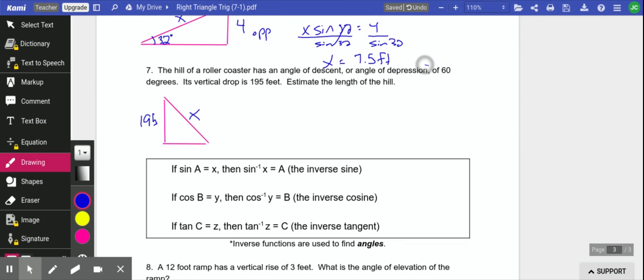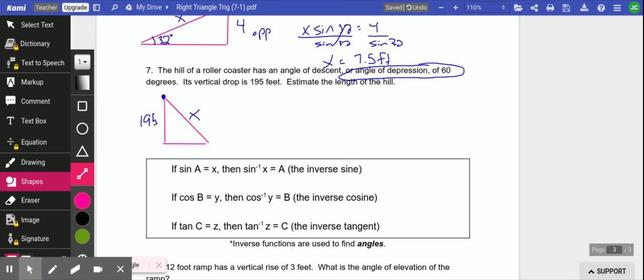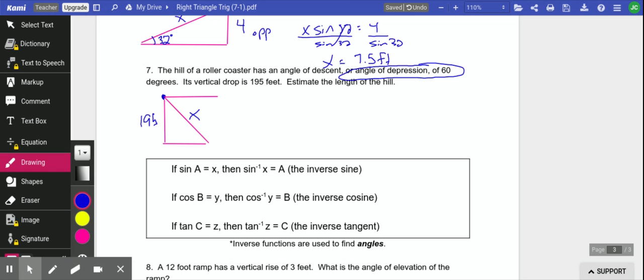Now, angle of descent, angle of depression. If you're sitting up here at the top of the roller coaster, angle of depression is always measured from the horizon. So if you're here in the roller coaster car looking out, the angle of depression is this angle going down. That's where the 60-degree angle is.